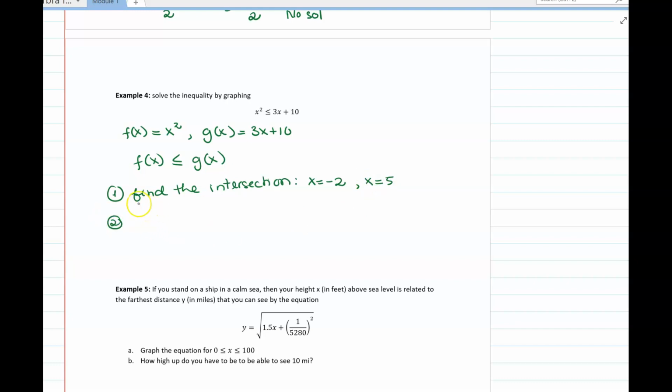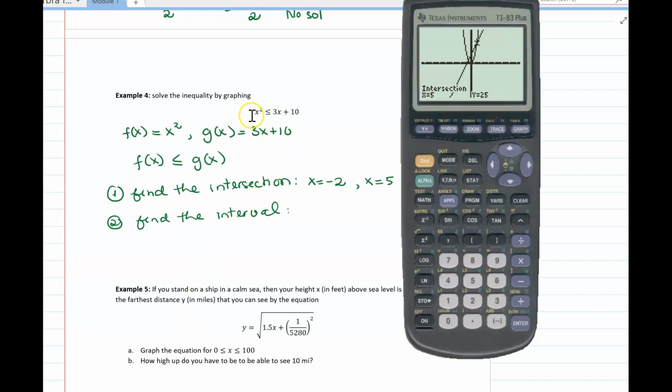And then we will write up the inequality. So we find the interval that satisfies the inequality. So we're looking for the portion of the graph where x squared is less than 3x plus 10. So everything below the line.